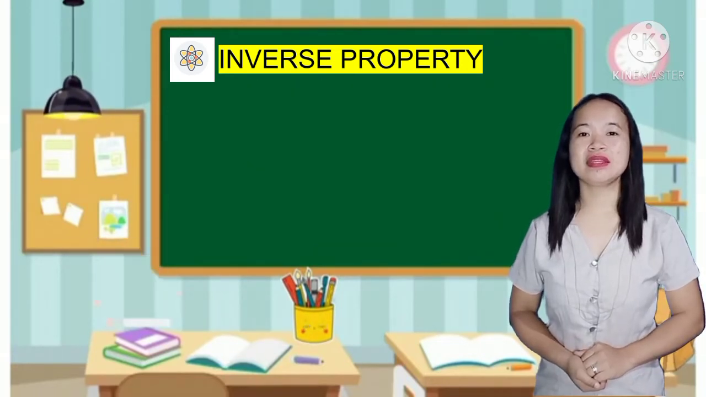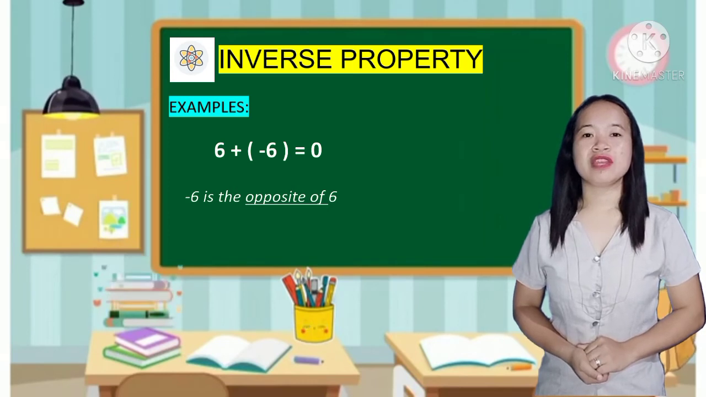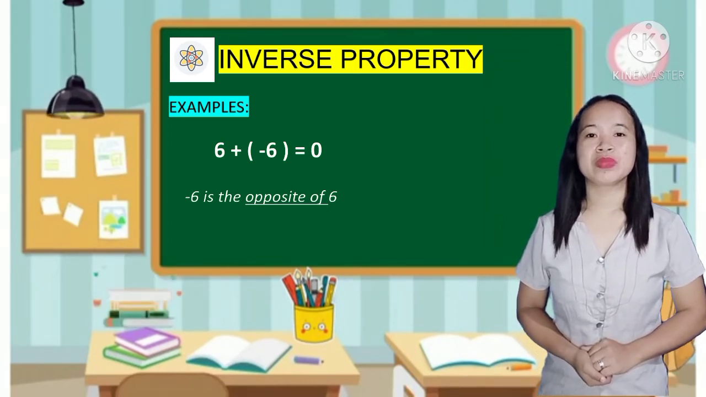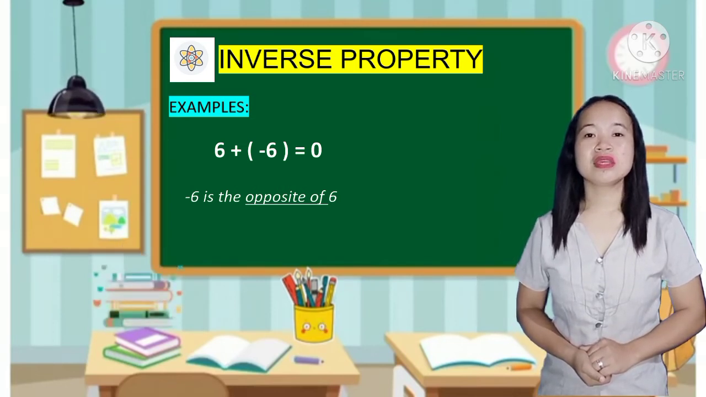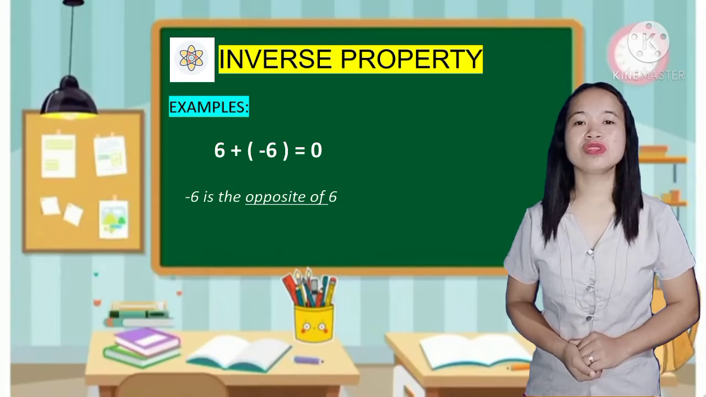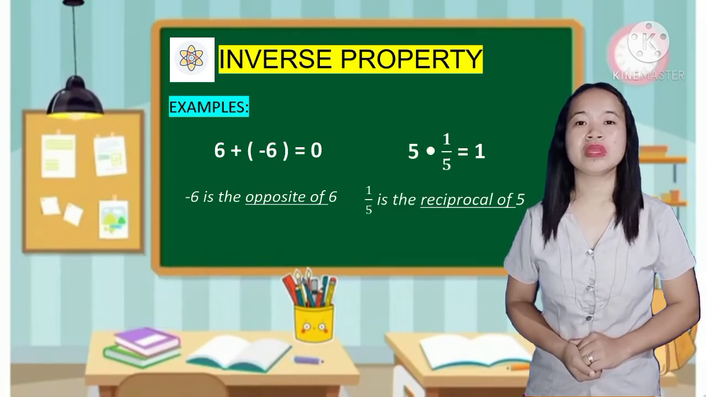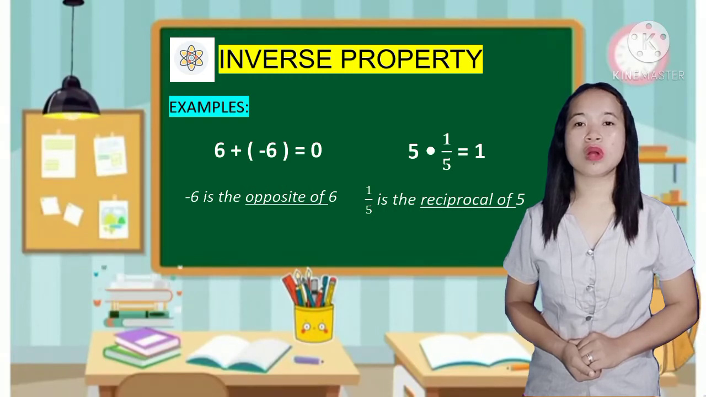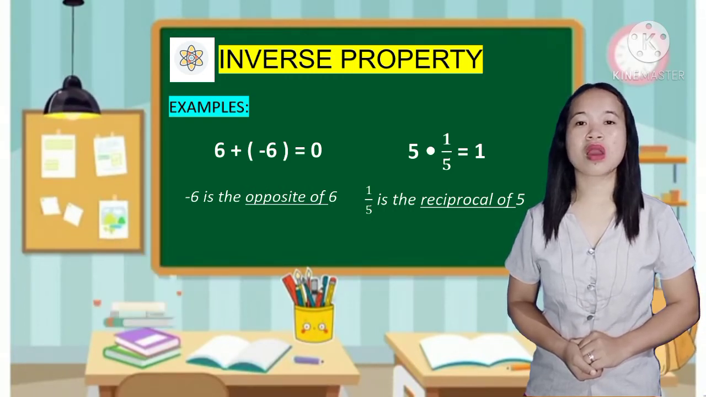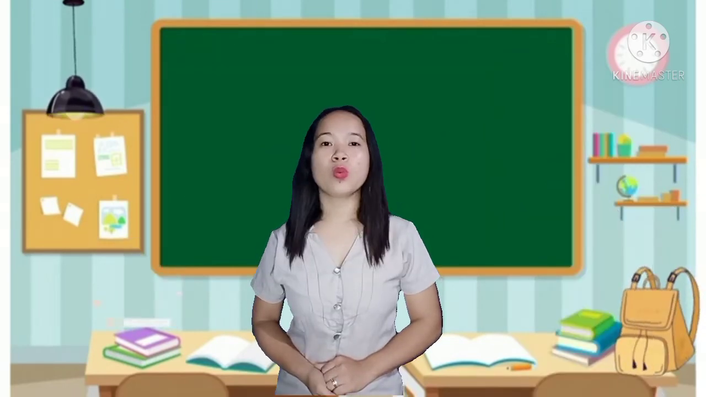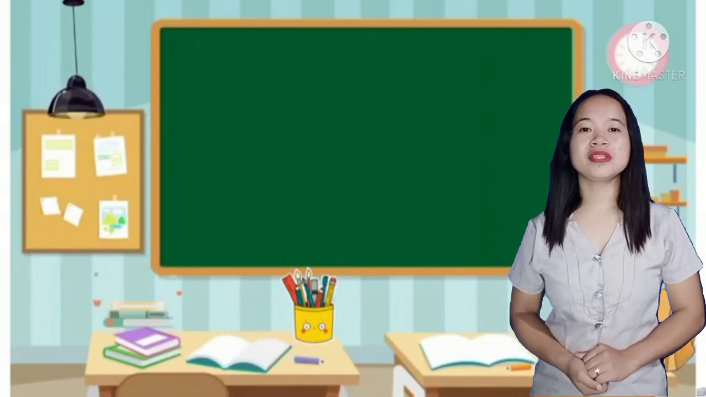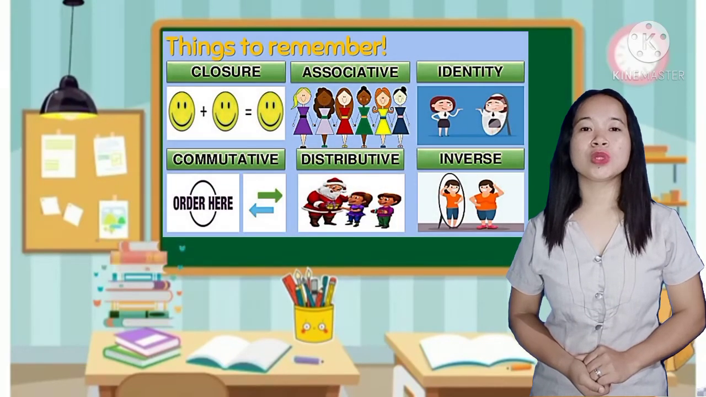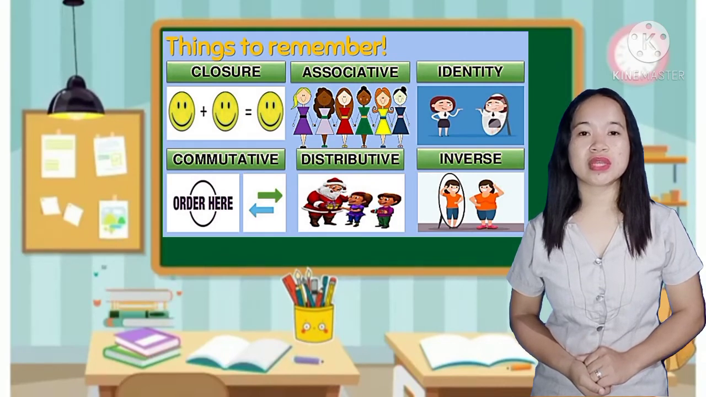To further explain, here are some examples. For inverse property of addition, we have 6 plus negative 6 is equal to 0. Negative 6 is the opposite of positive 6. For inverse property of multiplication, we have 5 times 1/5 is equal to 1. 1/5 is the reciprocal of 5. So, to sum up, what are the properties of the operations on integers? Right, the properties of the operations on integers are closure, commutative, associative, distributive, identity, and inverse.